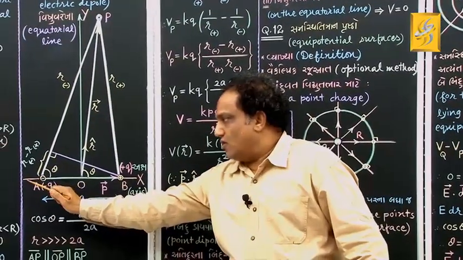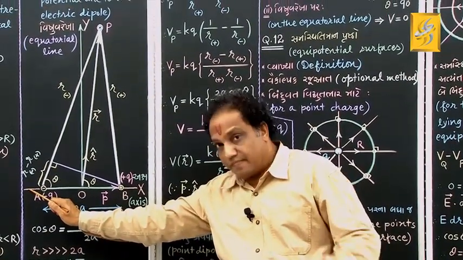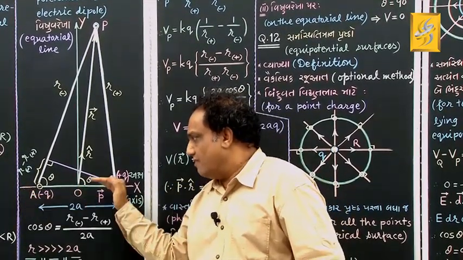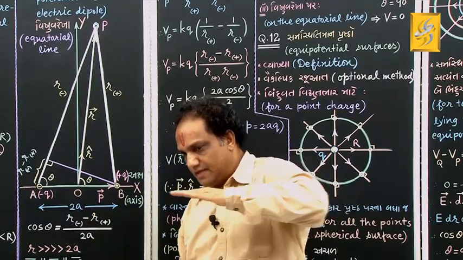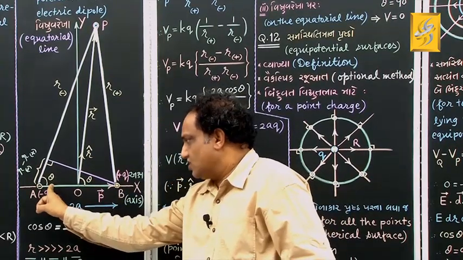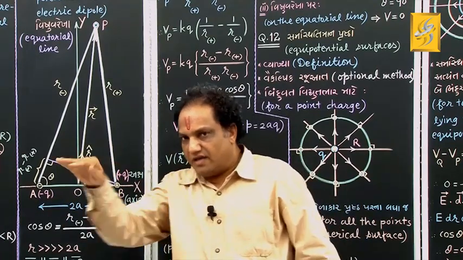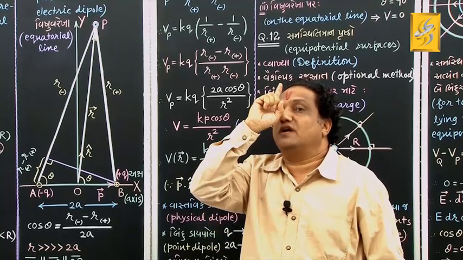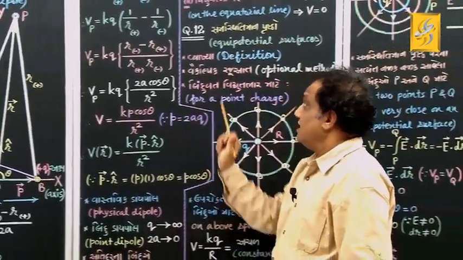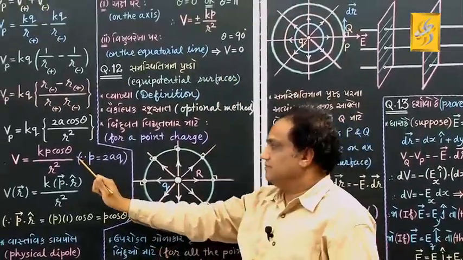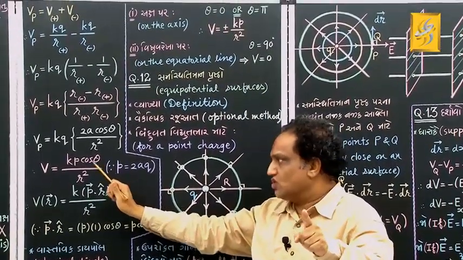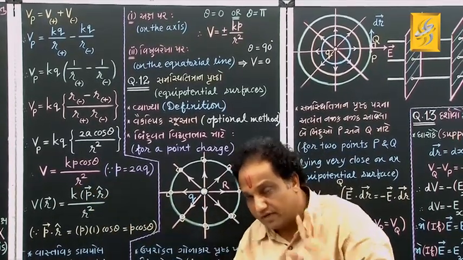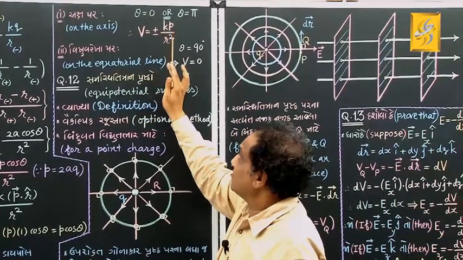Now if you take point P on the axis, but say here, then with respect to this midpoint, the position vector of that point will be like this. And vector P is in just the opposite direction. So vector R and vector P, when they are in opposite directions, the angle between them will be theta equals 180 degrees, or pi radian. When theta is 180 degrees, cos of 180 degrees is minus 1, into Kp upon R square, that is minus Kp upon R square.